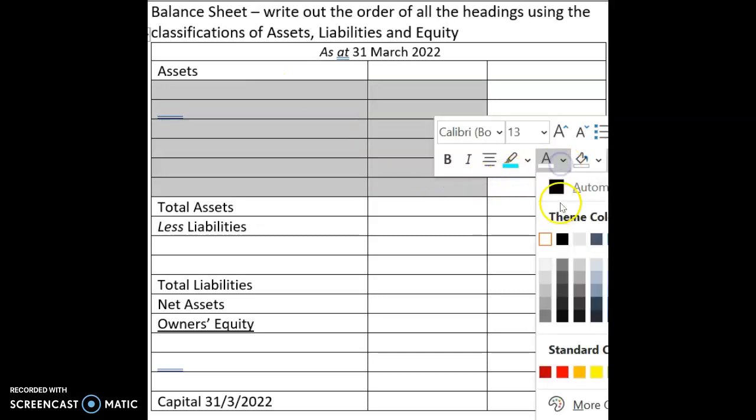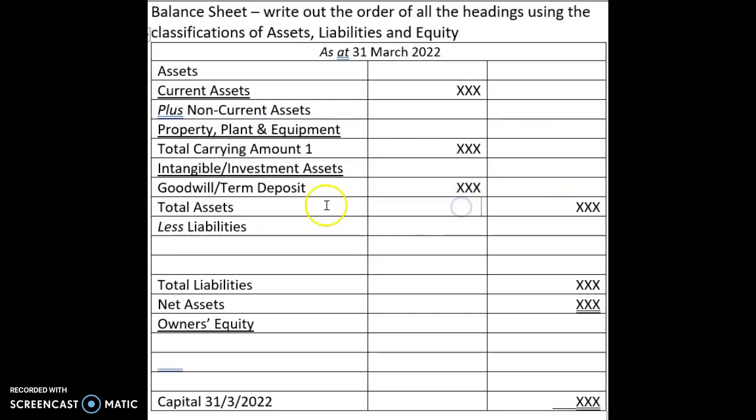I'm just going to put them in the right colour. And so assets, we've got current assets, the non-current assets. There are 3 different types of those: intangible, investment, and property, plant, and equipment. These should be separated out rather than in one line. Note that the totals go in the first column, and in the second column here is the total of the assets.